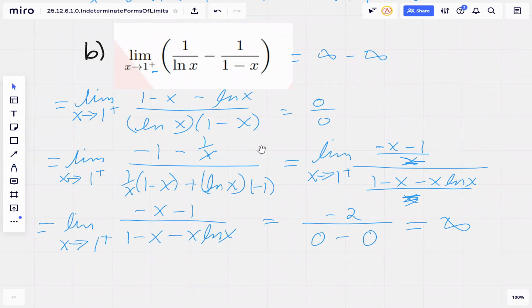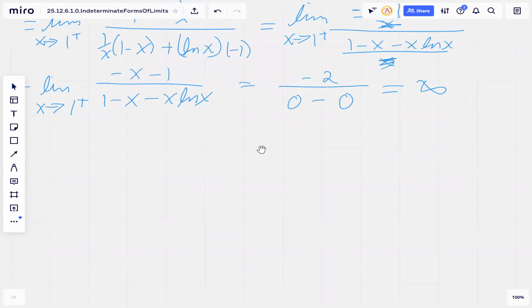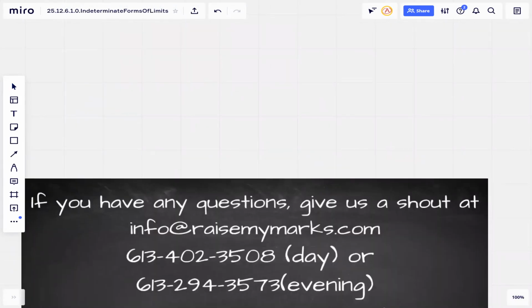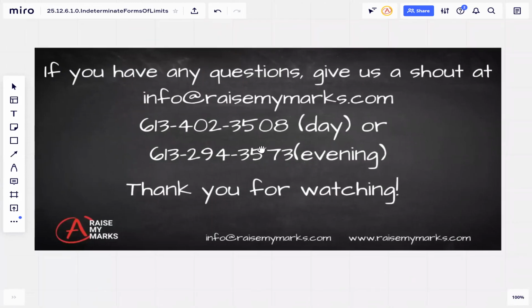Good. So we've looked at 2 different types of indeterminate forms of a limit, and in one case we apply the L'Hopital rule, and the other case we rationalized the numerator. So that brings us to the end of our session.